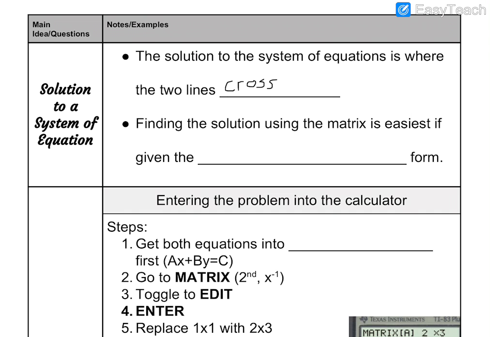And today when we're using the matrix, it's going to be easiest if we are already given standard form. So remember, standard form is ax plus by equals c.